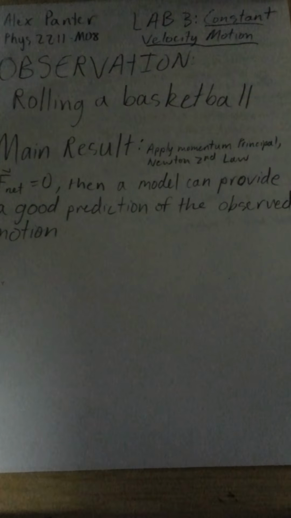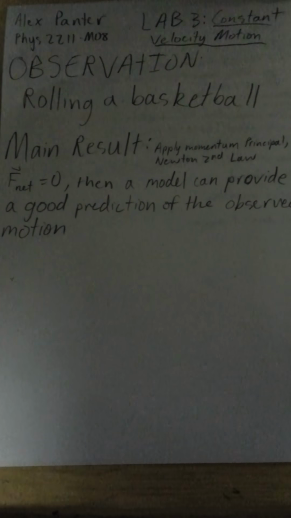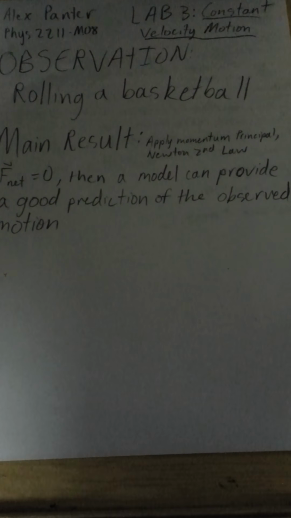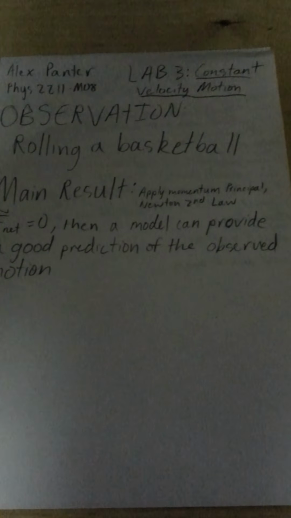I observed rolling a basketball on the court, and the main result is that when we apply the momentum principle, which is Newton's second law, then if the net force is equal to 0, a model can provide a good prediction of the observed motion.